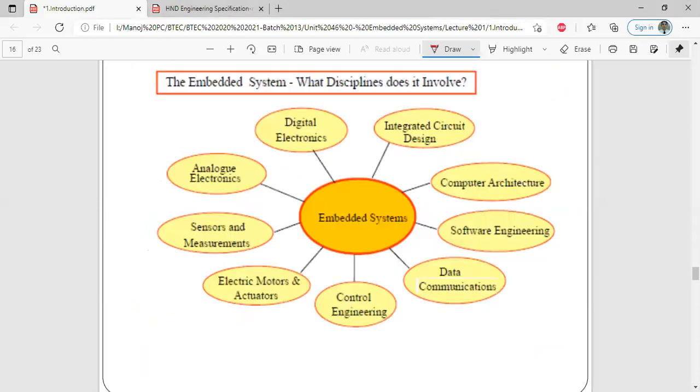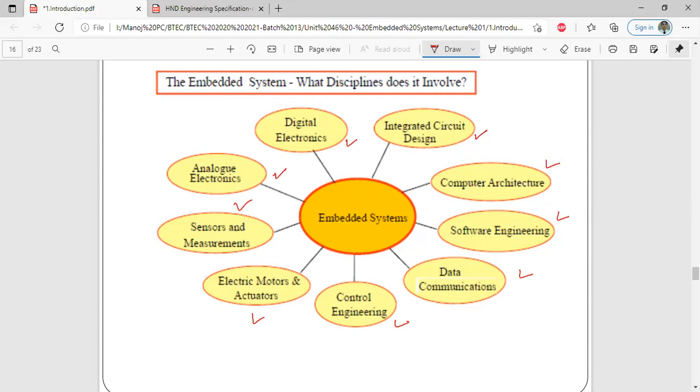As I have told you, in which discipline does it involve? It involves each and every discipline. Digital electronics, and not only digital electronics, it is in analog electronics as well. So IC design, computer architecture, software engineering, data communication, control engineering, electric motors and actuators, sensors and measurement. All these things are required in order to design an embedded system.